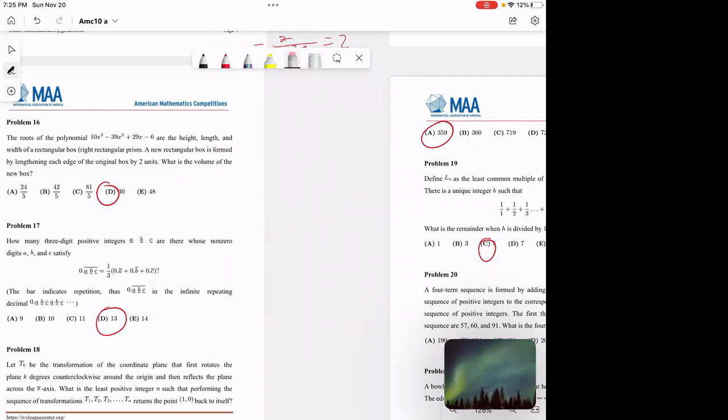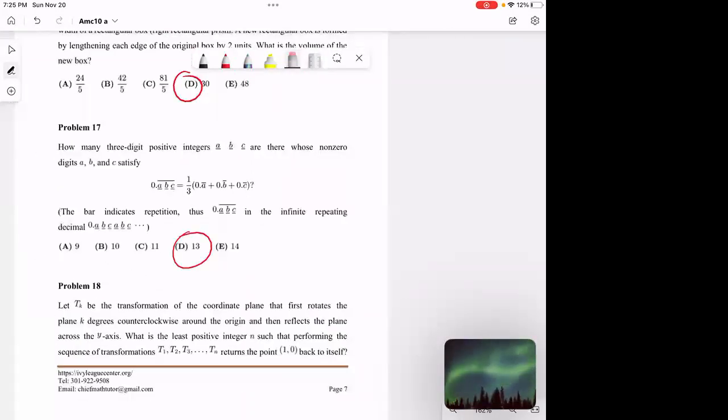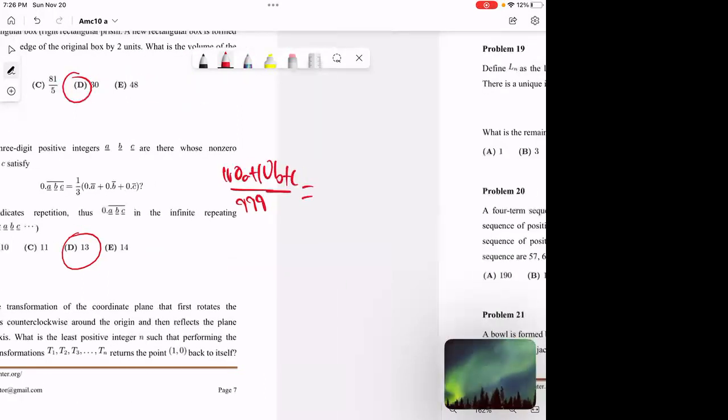Let's move on to number 17, right? This one could take a while and it's easy to make a silly mistake on. So yeah, 0.ABC repeating, so that is 0.this thing, which is equivalent to 100A plus 10B plus C equals a third times A over 9 plus B over 9 plus C over 9.